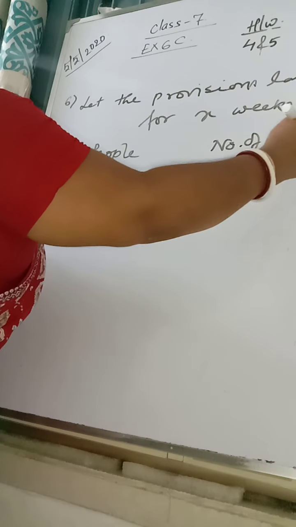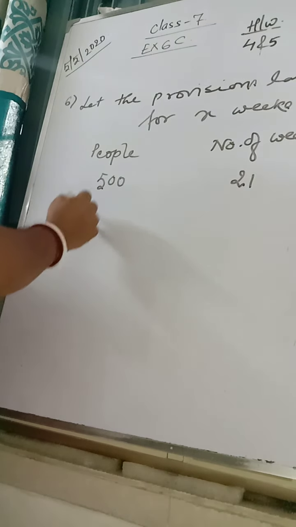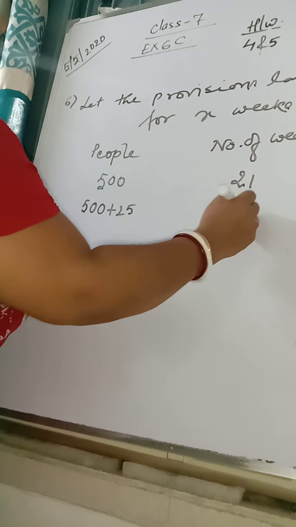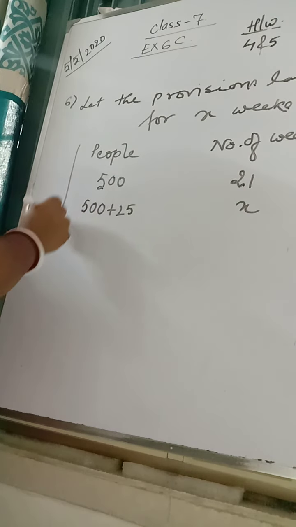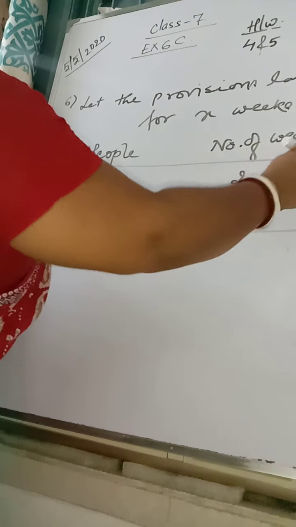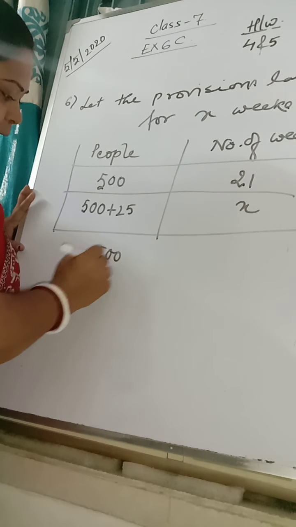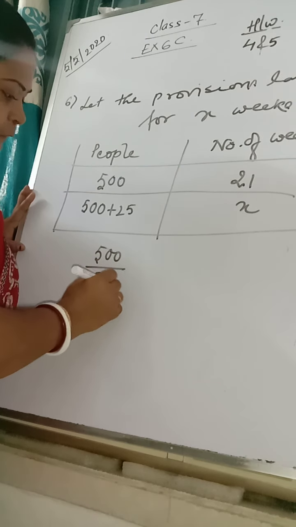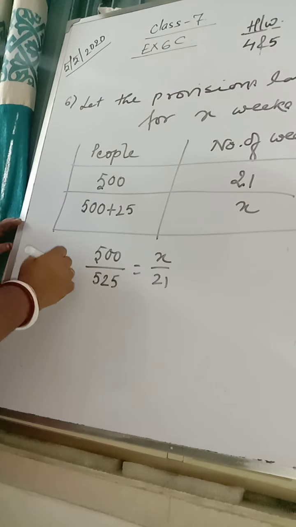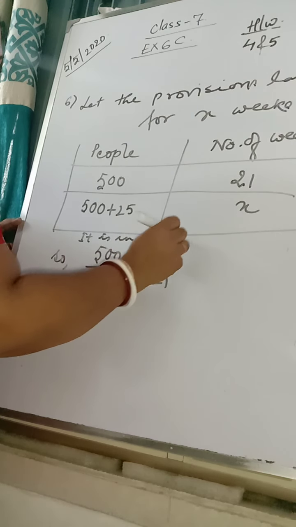So when there were 500 people, it was lasting for 21 weeks. Now there are 500 plus 25, so it will last for X weeks. Is it? More people, less days; less people, more days. So it is also indirect. So we'll write 500 by 525 is equal to X by 21. You can write, if you want, it is indirect variation.